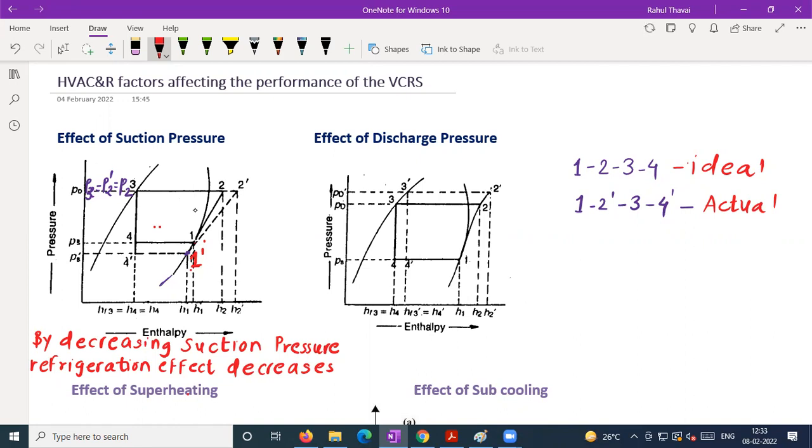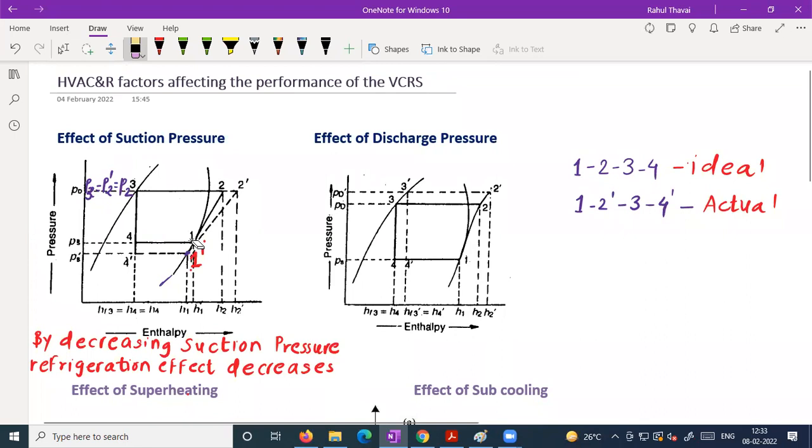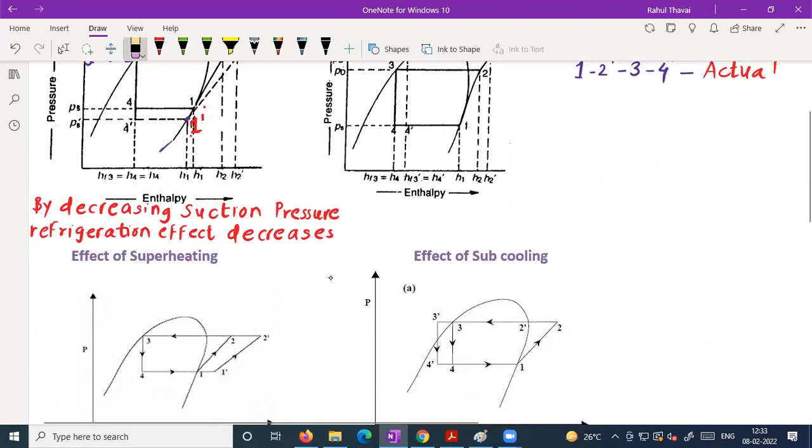So by decreasing the suction pressure, what happens? The refrigeration effect decreases. And what happens with the work input? All of you see here. Initially, work input was 1 to 2. Now it has increased to 1 dash to 2 dash. So by decreasing the suction pressure, the refrigeration effect decreases, but the work input for the compressor increases. I'll also write down work input for the compressor increases. Whatever work input was required for the compressor increases.